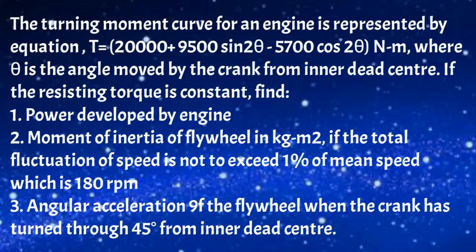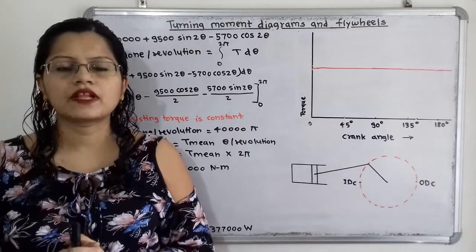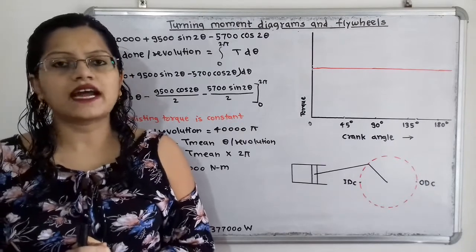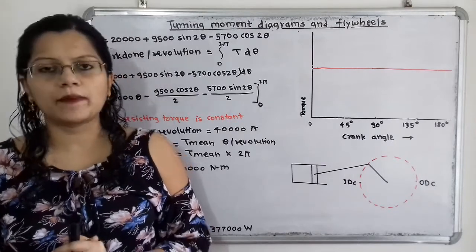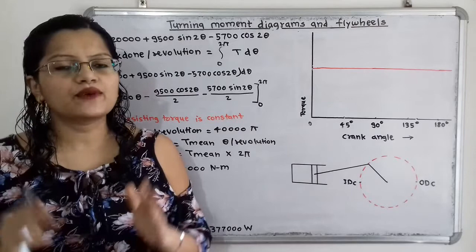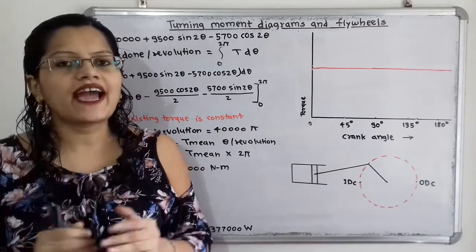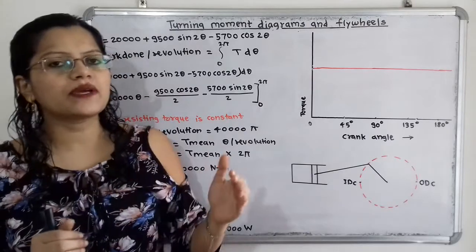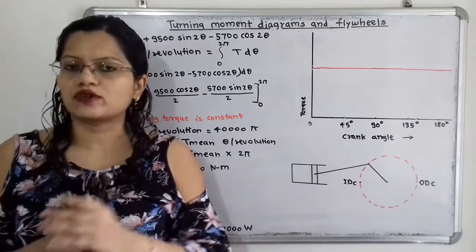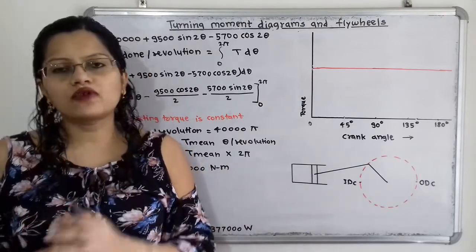Third, angular acceleration of the flywheel when the crank is turned through 45 degree from inner dead center. So this was the given question. Let us first understand how to draw the turning moment diagram. For that we have to first find out the mean torque, because we have to plot the areas above the mean torque and areas below the mean torque. So how to find out?